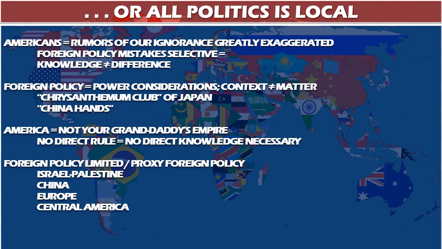A third part of this is that the American empire, such as it is, is not the British Empire. It's not your granddaddy's empire. We are not directly ruling most of the countries we're involved in. We do not have territories in Africa or India or Hong Kong. And because we're not directly involved, we don't really need as much information as, let's say, the British needed to run their empire when they were, in a sense, being the policemen of the world in the 17 and 1800s.